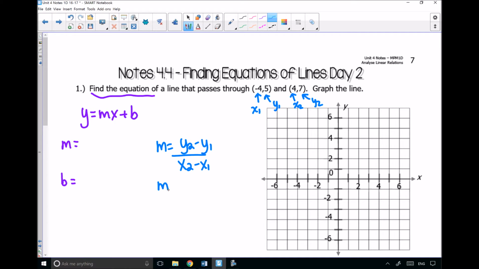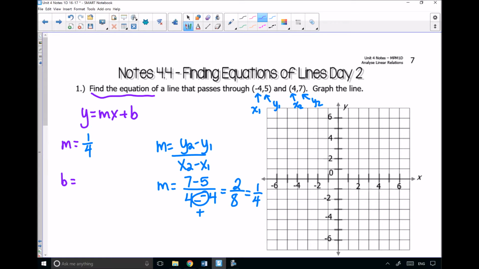So when I plug in my information in the numerator, I'm going to get 7 minus 5, because y2 is 7 and y1 is 5, over x2 is 4 minus x1 is -4. So 7 minus 5 is 2. 4 minus -4 becomes 4 plus 4. So I get 2 over 8, which simplifies to 1/4. So I know that my slope is 1/4. So my slope is no longer a mystery.